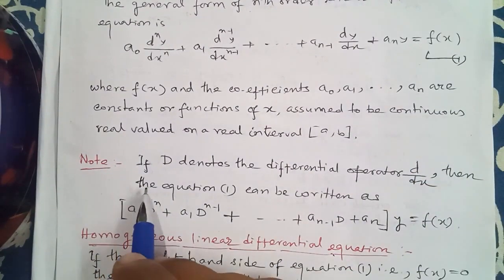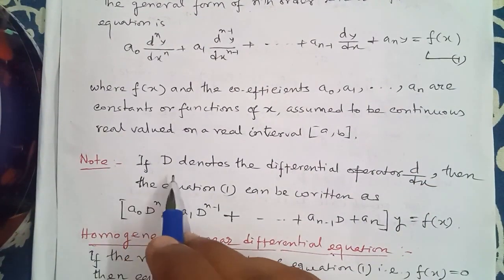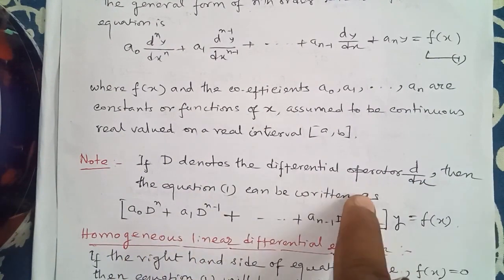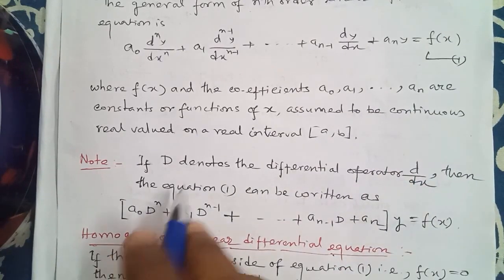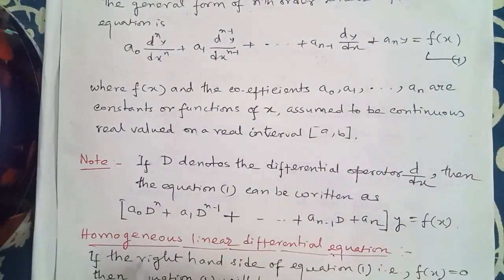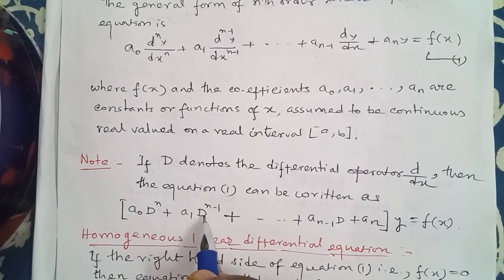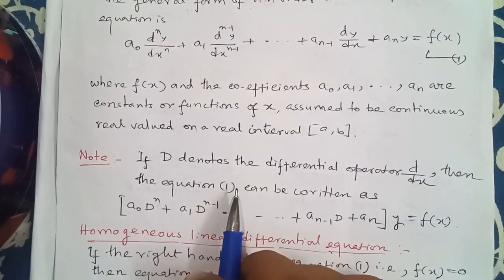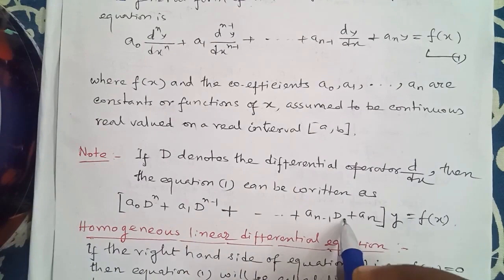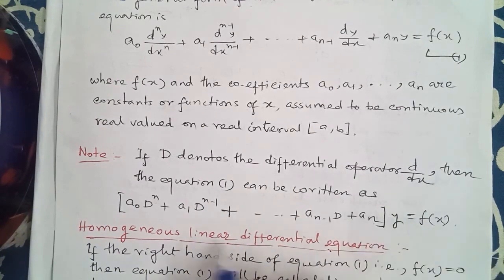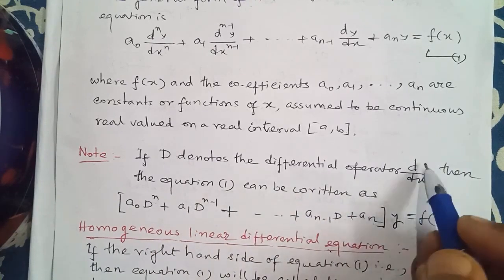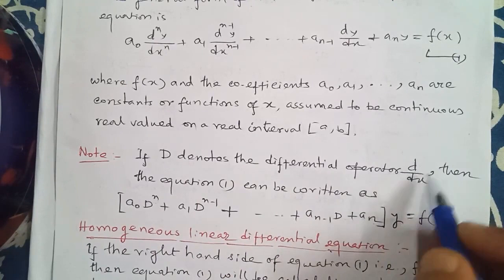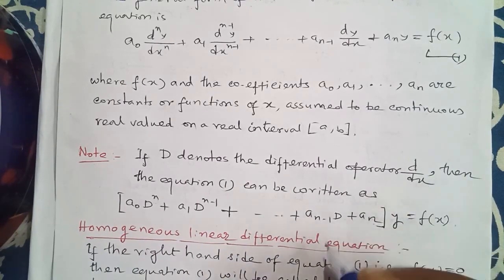So here I have written a note. Now, if capital D denotes the differential operator d by dx, then equation 1 can be written as a0 D^n plus a1 D^(n-1) plus dot dot dot a(n-1) D plus an, whole into y, because there will be a y here too, meaning dy/dx. How can we write dy/dx? Capital D into small y, okay? Capital D into small y.